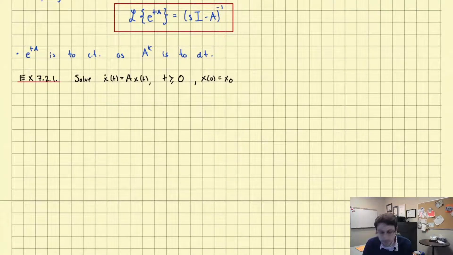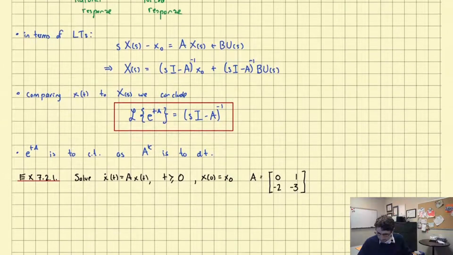For some initial condition where a, in this example, is given by 0, 1, -2, -3. All right. So I want to solve this differential equation. We have this general equation. Above, we derived the general solution.